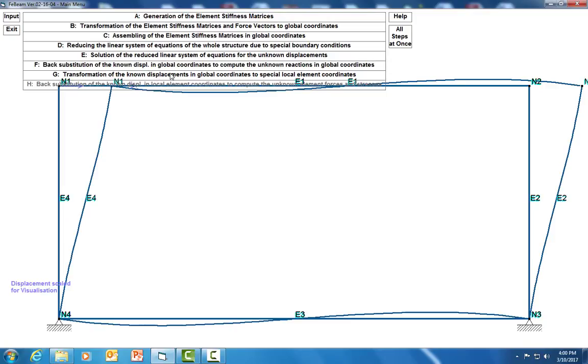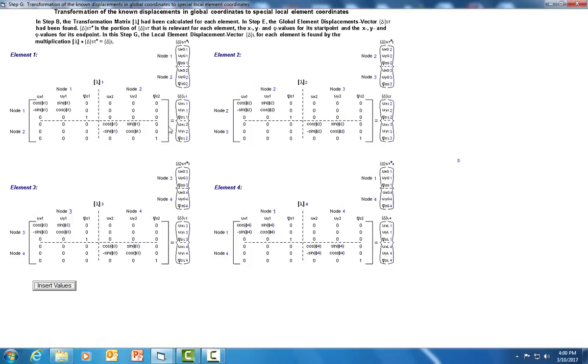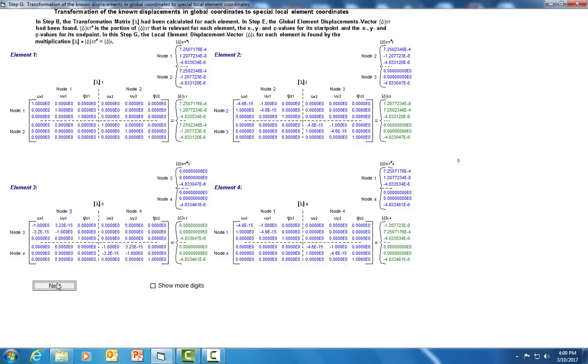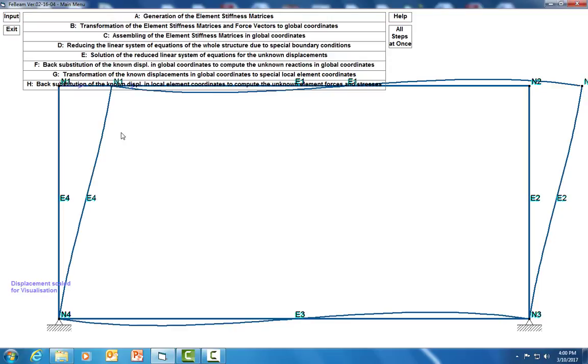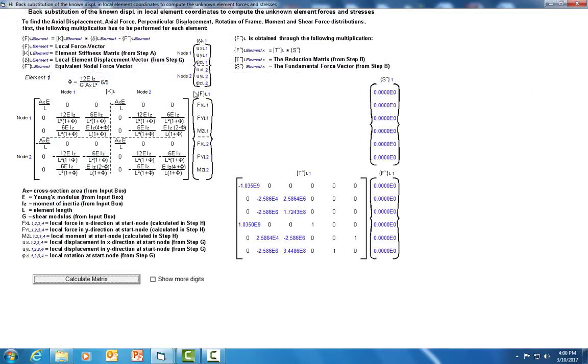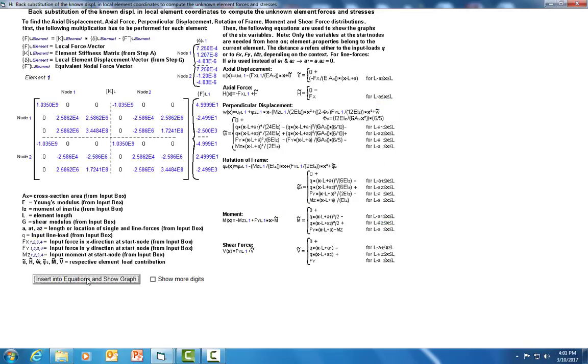Translation of the known displacements, which we had calculated in global coordinates, to local element coordinates. That procedure is the reverse of the beginning, and here a transformation is shown for all. And now we go to the last step, back substitution of the displacements in local coordinates and compute the unknown forces and moments. This is done for every member, with the transformation explained.